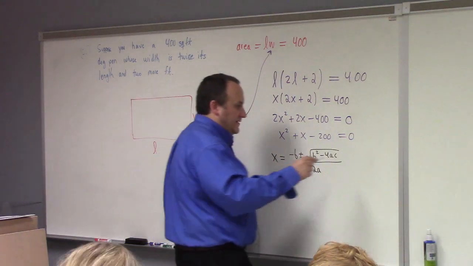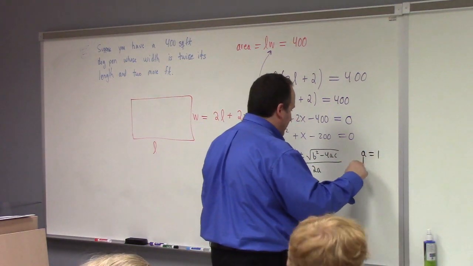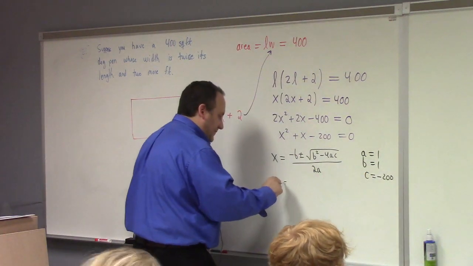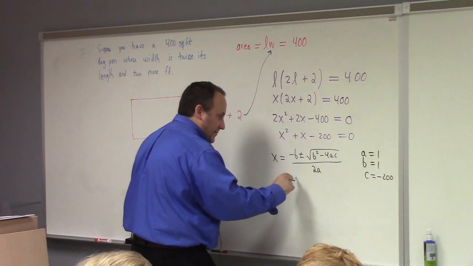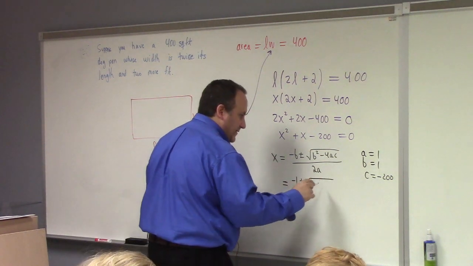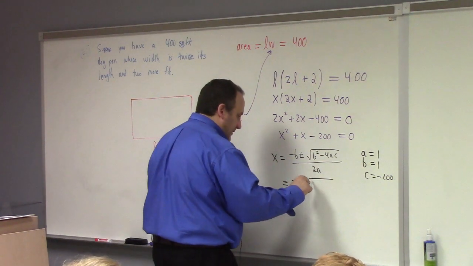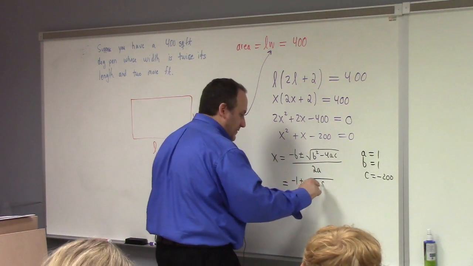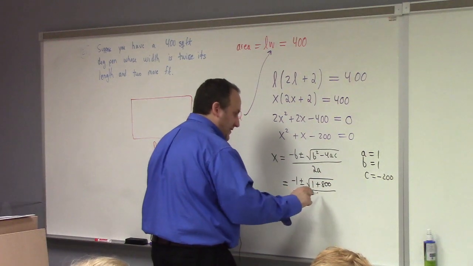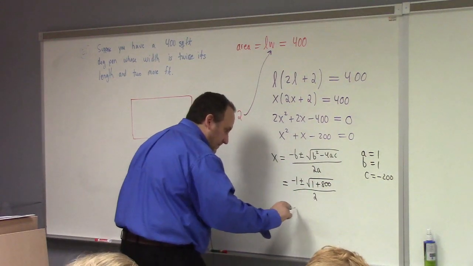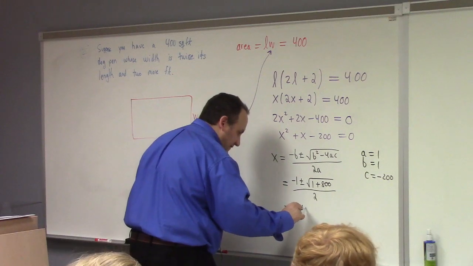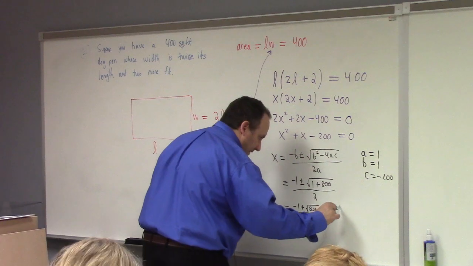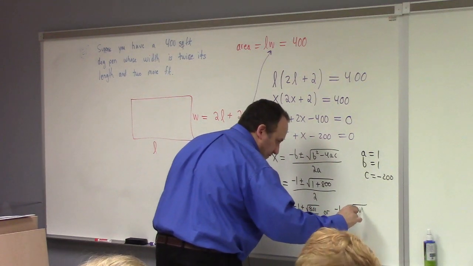I would encourage you for this to find its way into your sheet, right? All right, so what's a? A is 1, b is 1, c is minus 200. So this formula in this context is minus 1 plus or minus the square root of 1 minus 4 times minus 200, so 1 plus 800, all divided by 2. So we get minus 1 plus the square root of 801 over 2, or minus 1 minus the square root of 801 over 2.